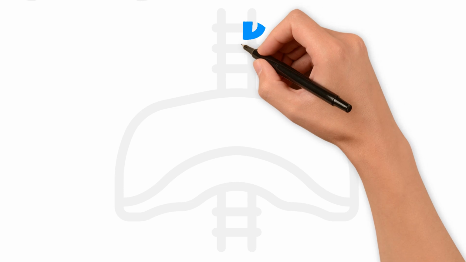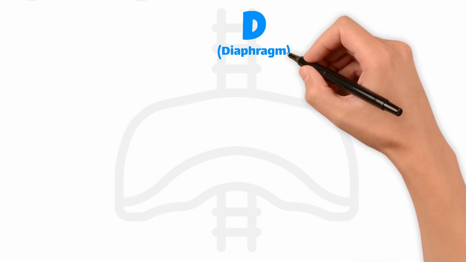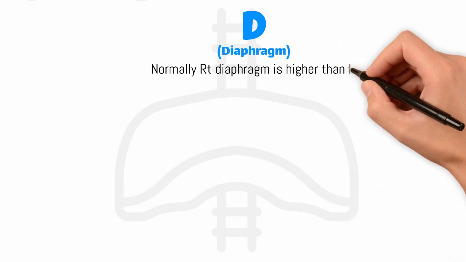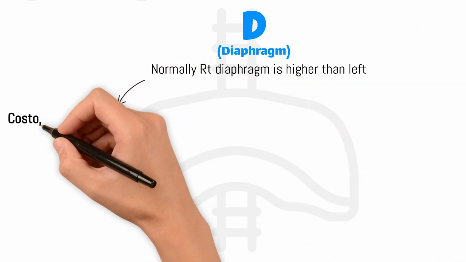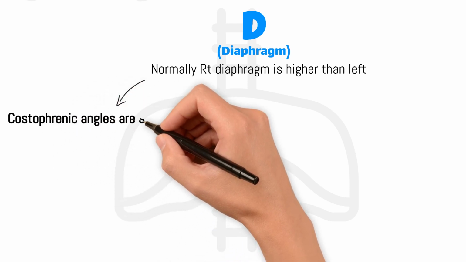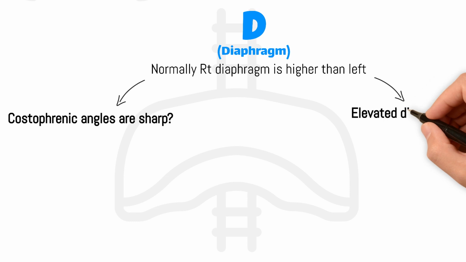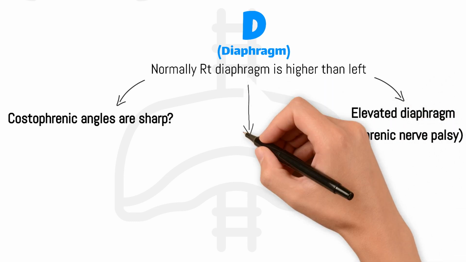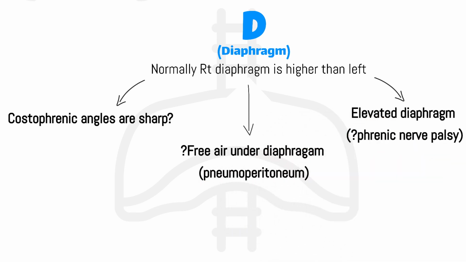Let's move on towards D. D is for diaphragm. Normally, the right diaphragm is higher than the left diaphragm. So you'll be looking at costophrenic angles. Are they sharp? You'll be looking at whether the diaphragm is elevated or not, which could signify an underlying phrenic nerve palsy, or whether there is any free air under the diaphragm, which signifies pneumoperitoneum.